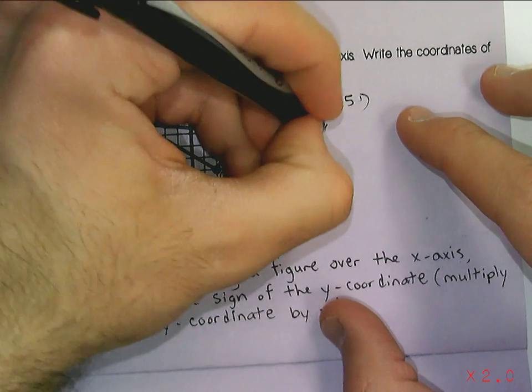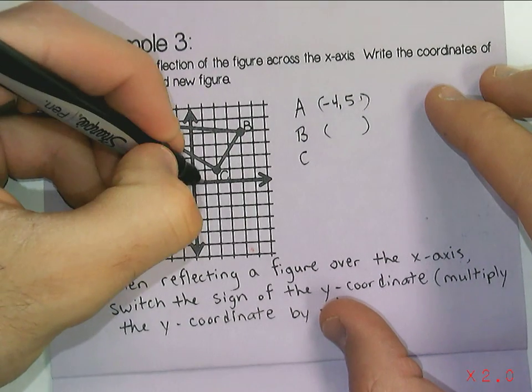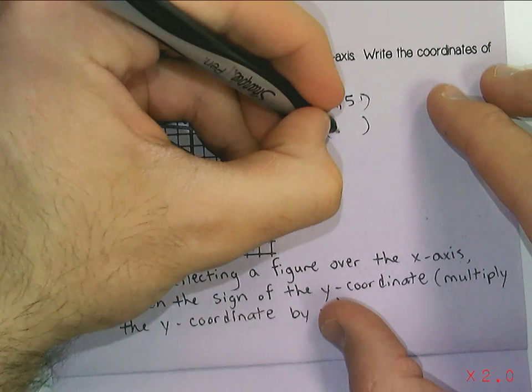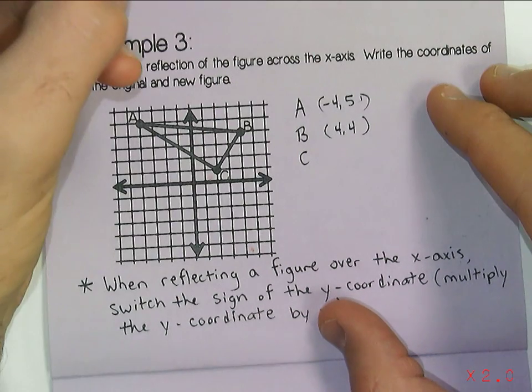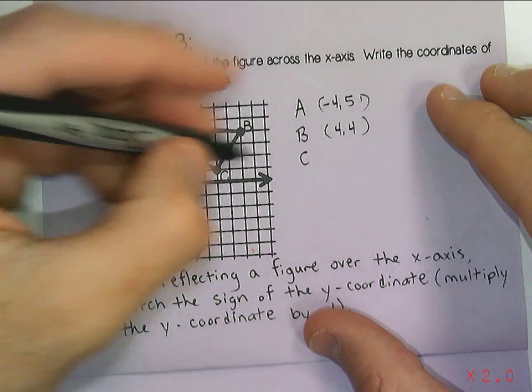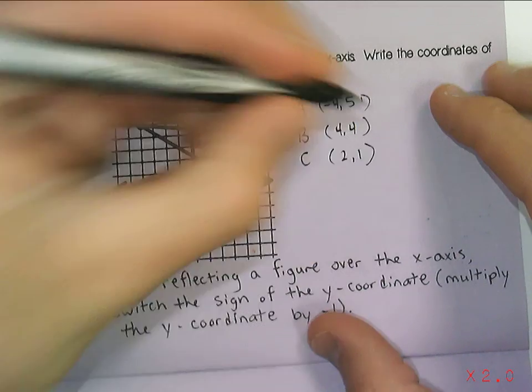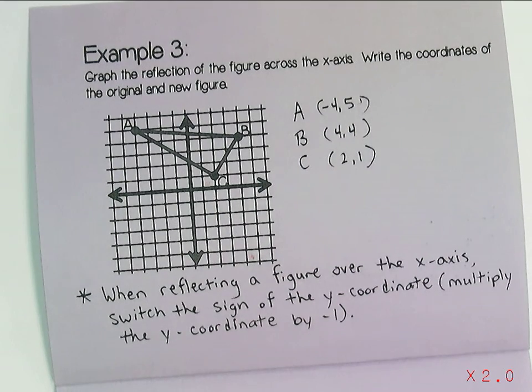And B would be 4, 4 it looks like. And C would be 2, 1. So let's go ahead and do our prime points. So A prime, B prime, C prime.